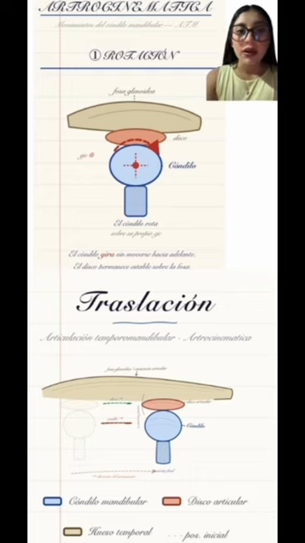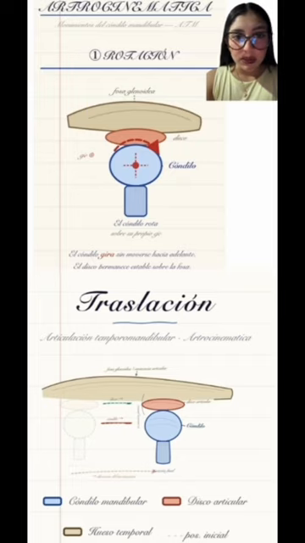Temporomandibular joint mechanics. The temporomandibular joint performs two main movements when opening the mouth. The first is rotation, where the condyle rotates on its axis. This is the initial movement, the one that occurs when you first begin to open your mouth. The second is translation, where the condyle slides forward, which allows for wider mouth opening. Without this movement, opening would be very limited.